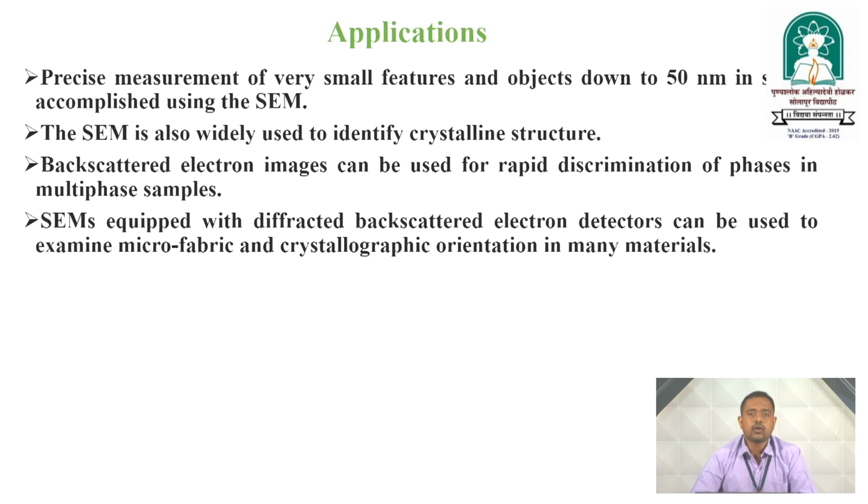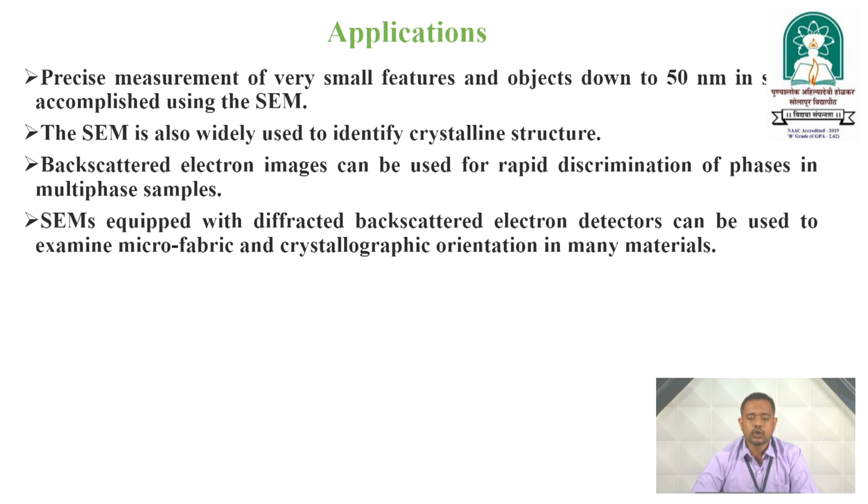Now where are we going to apply this scanning electron microscope? The precise measurement of very small features of objects down to 50 nanometer in size is accomplished using the SEM. That means particles which have a very small size, on the nanometer scale, around 50 nanometer, we can easily analyze.